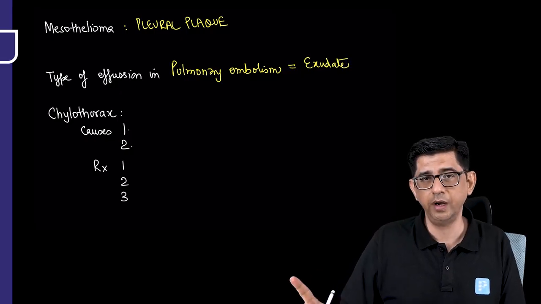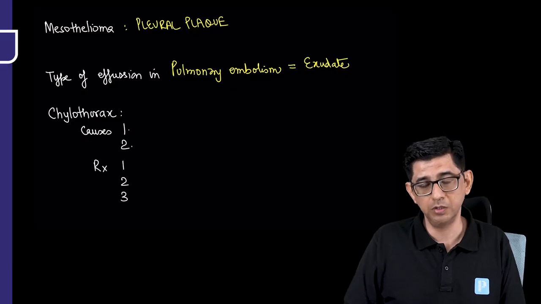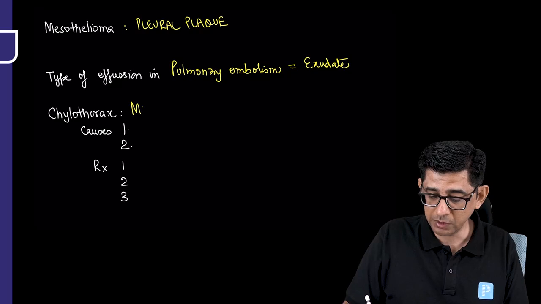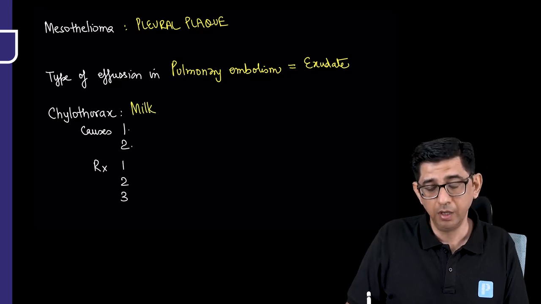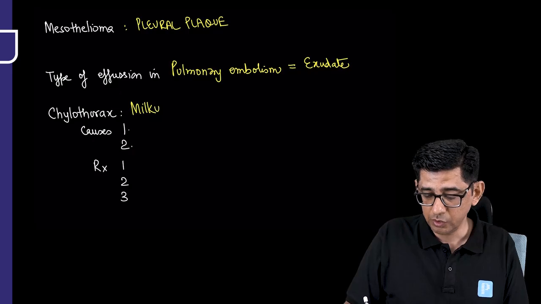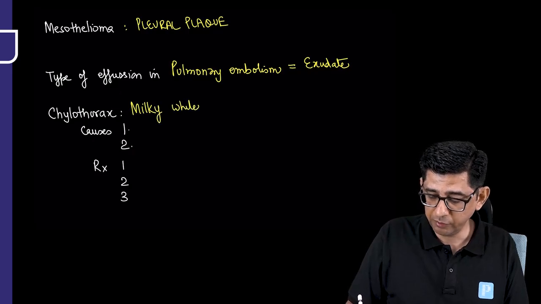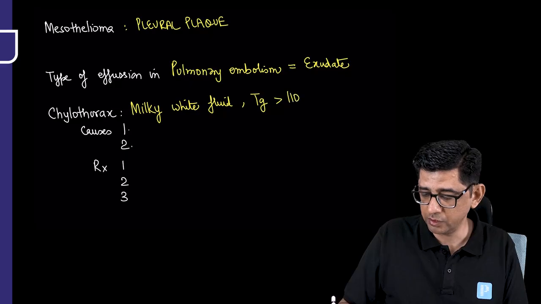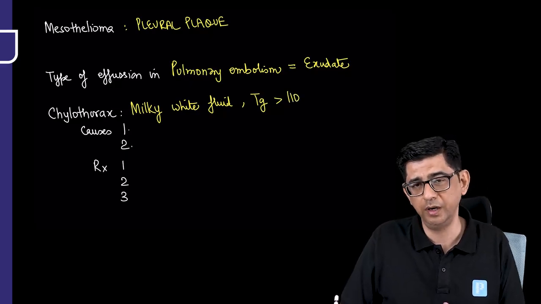Then, as far as the type of effusion in pulmonary embolism is concerned, I've already explained to you. We discussed a mnemonic RED, and there the E was pulmonary embolism, so it's an exudate. And for chylothorax, there is chyle. What is chyle? Chyle is lymph. It is lymph in the thoracic duct. So chylothorax would be milky white fluid on thoracocentesis, which will have a high level of triglycerides. Usually the concentration of triglycerides would be more than 110.